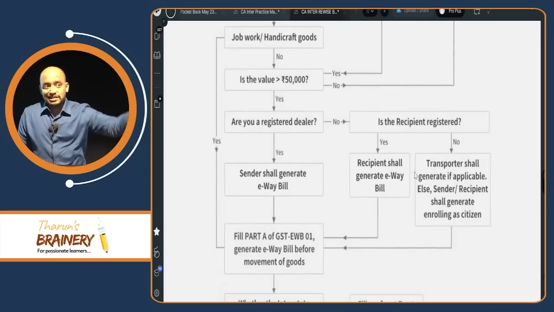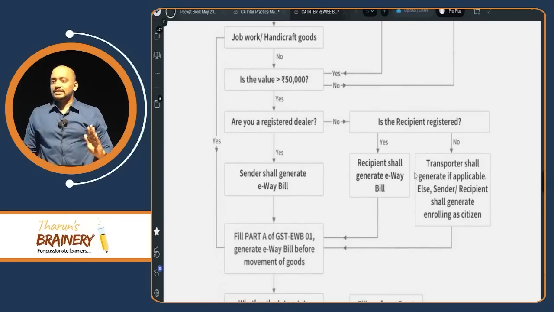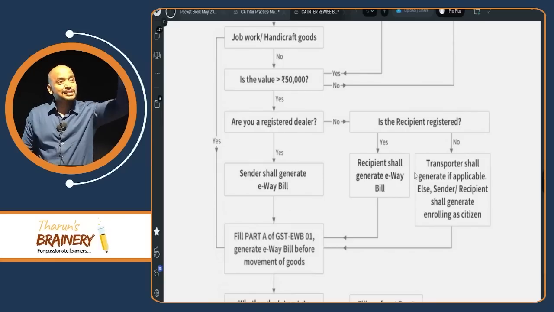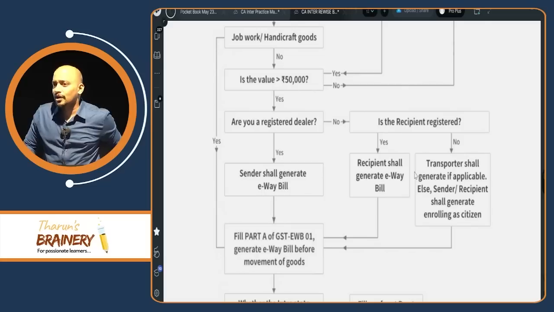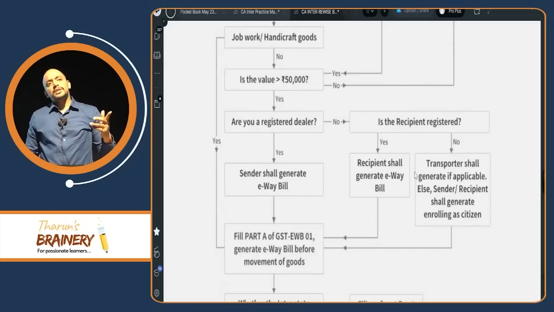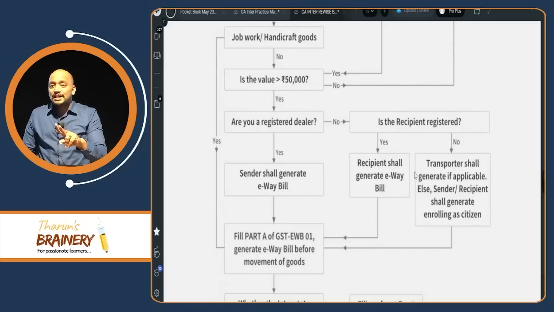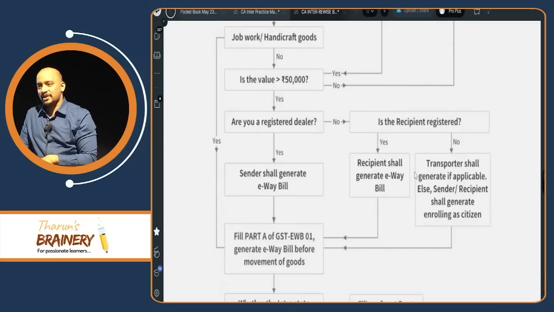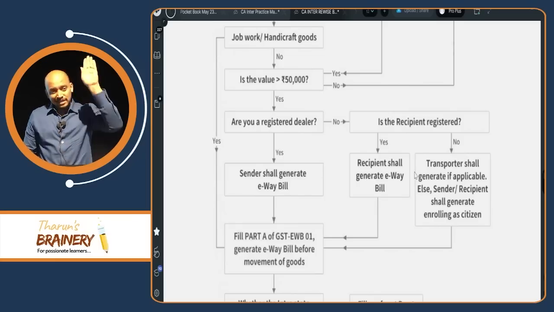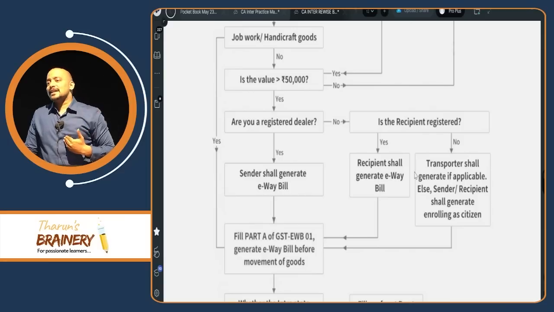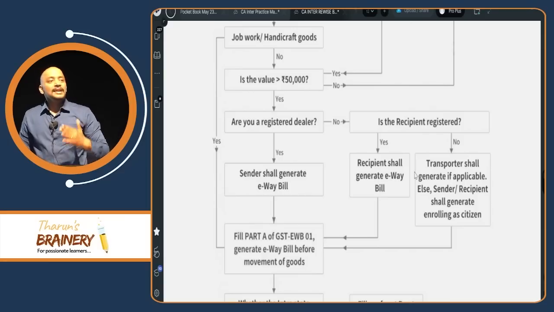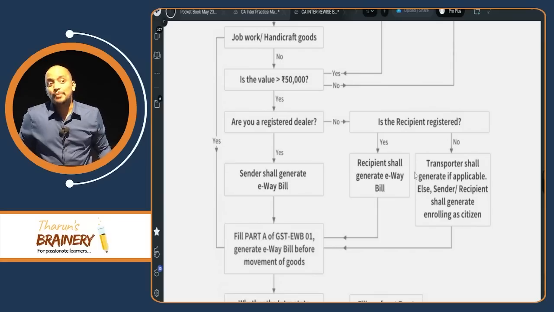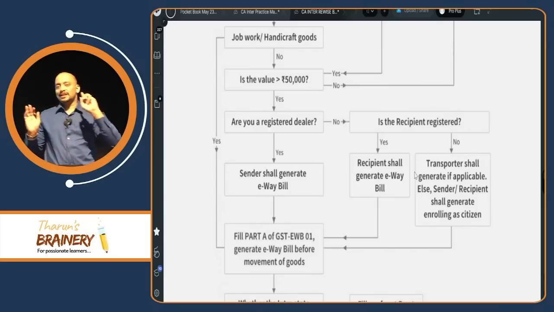If both are unregistered, but the product is taxable: supplier unregistered, recipient unregistered, but the product is taxable. You understood or not? Then how, sir, is the product taxable? See, taxability of a product does not depend on whether the supplier is registered or not. So the product is taxable, but the supplier is unregistered, a newly started business. The recipient is also unregistered. Then in that case, who will generate e-way bill? The transporter will generate e-way bill.